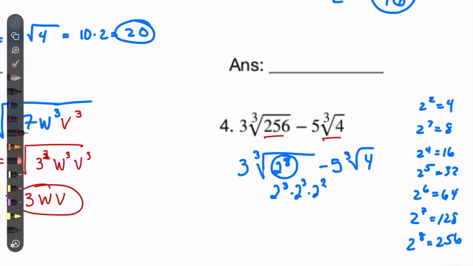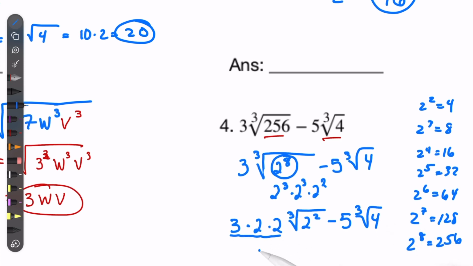So I have on the outside the 3 that was already there. Out comes the cube root of a 2 cubed. Out comes a second cube root of a 2 cubed. And then I'm left with this 2 squared on the inside. So it looks to me on the outside like I've got 3 times 2 is 6 times 2, 12. Cube root 4. Minus 5 cube root 4.